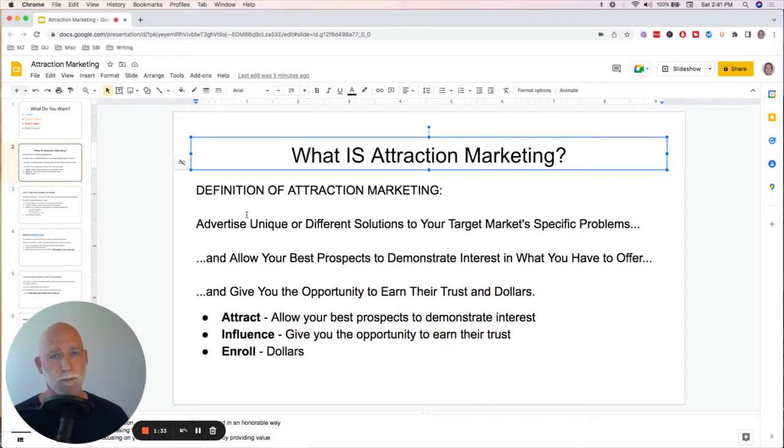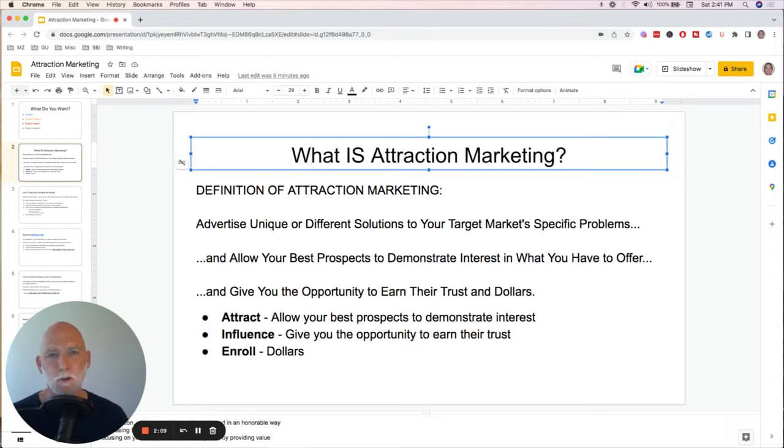The definition of attraction marketing is that you advertise unique or different solutions to your target market's specific problems and allow your best prospects to demonstrate interest in what you have to offer and give you the opportunity to earn their trust and dollars. So the idea is you're attracting people to you. You're not going out there yelling at people and trying to get them to do things they don't want to do. You're allowing your best prospects to demonstrate interest first. And I'll talk about how you do that in a moment.